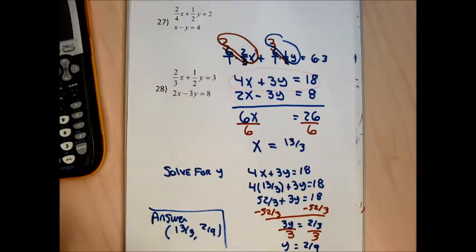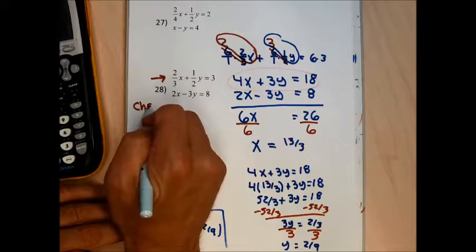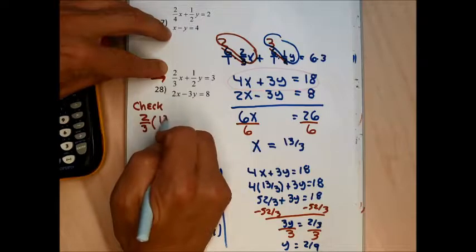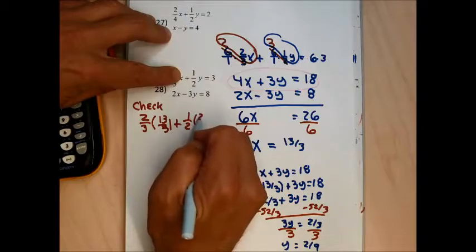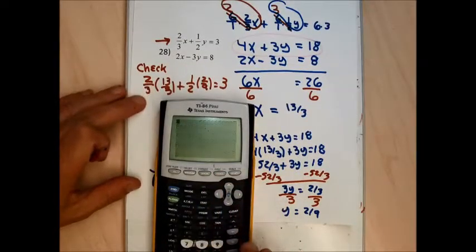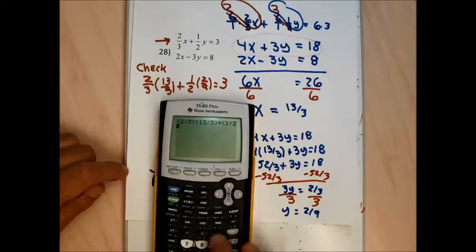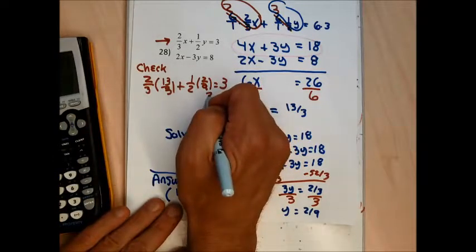Let me check, and it's a monster to check, so I'm going to use my calculator. To check in the top equation, I'm going to go to the original top equation and plug in 13 over 3 for x and 2 over 9 for y. When I do this checking, I best get 3, so let me make sure that that works. Lots of parentheses. Every fraction should be put in a parentheses. So 2/3 times 13 over 3 for that multiplication, plus 1/2 times 2 over 9. And I better get 3, which I do, so it checks in the top equation.